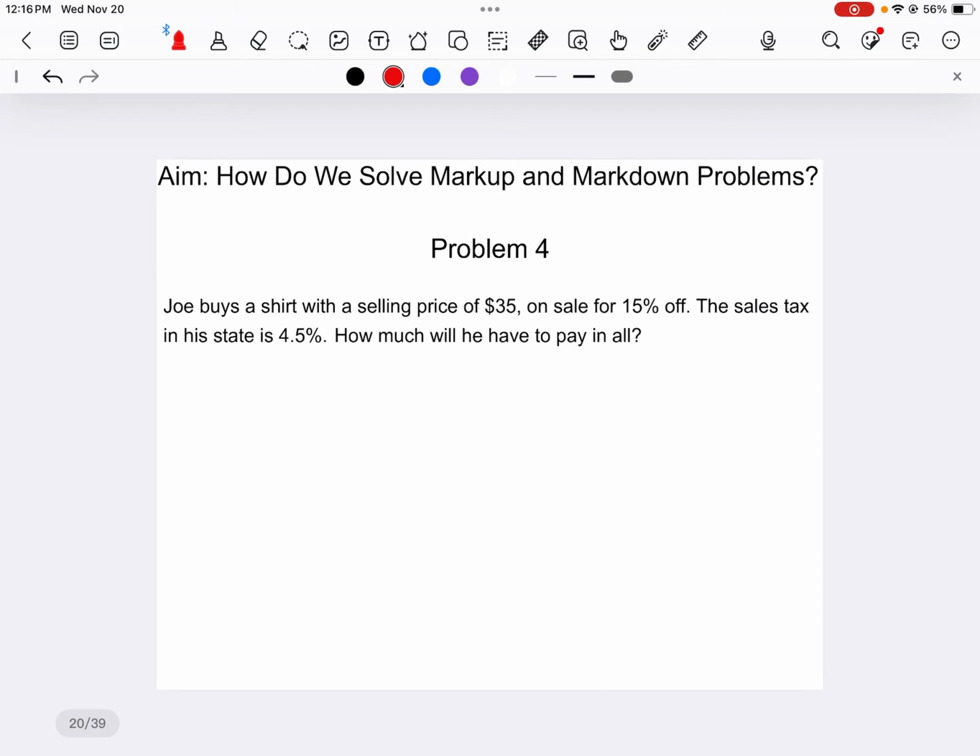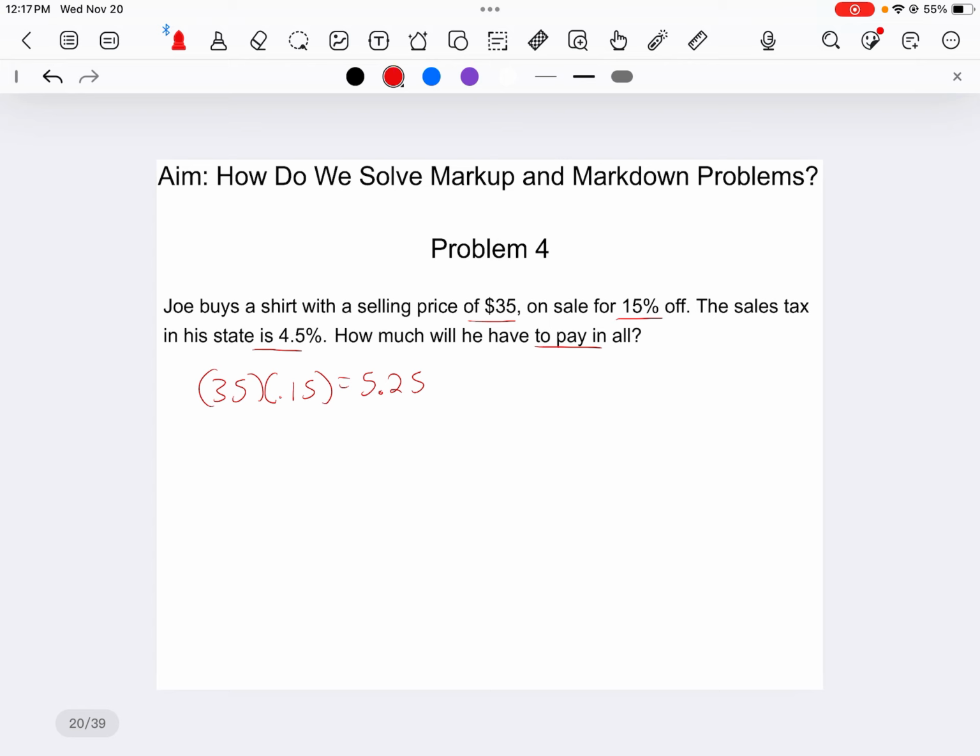And the last problem for today, Joe has a shirt with a selling price of $35 on sale for 15% off. Sales tax is 4.5%. How much will he pay in all? When you have multiple percents, you have to do them in pieces. So we're going to first do the 15% off. So that's 35 times 0.15. So 35 times 0.15 is $5.25.